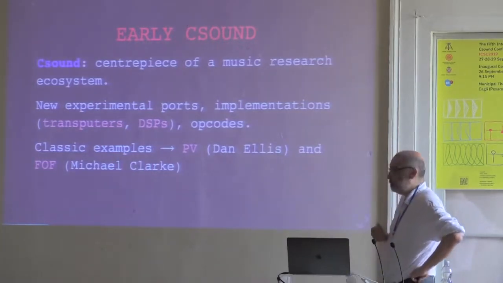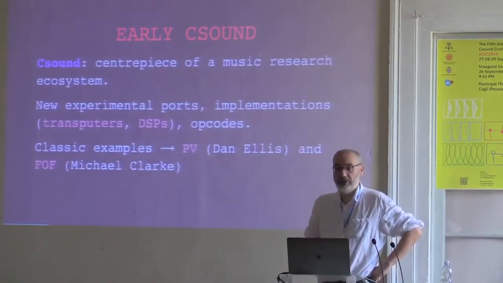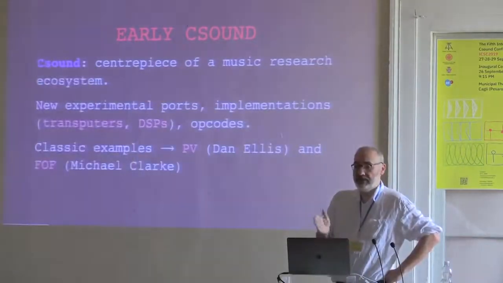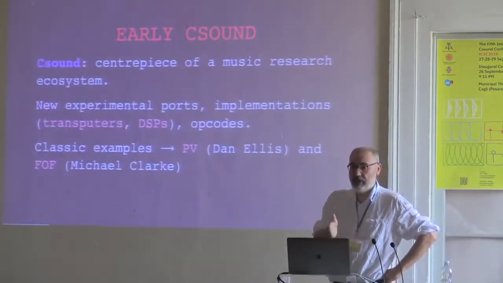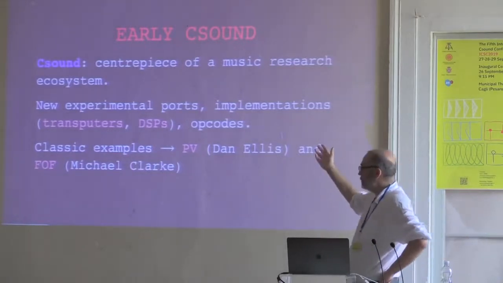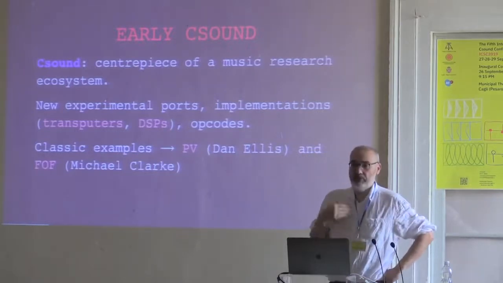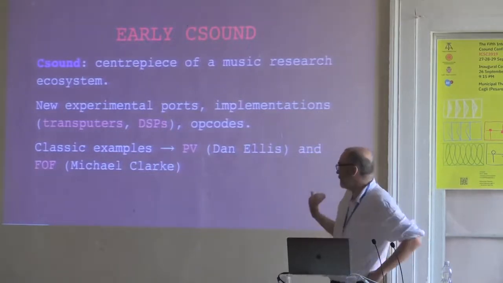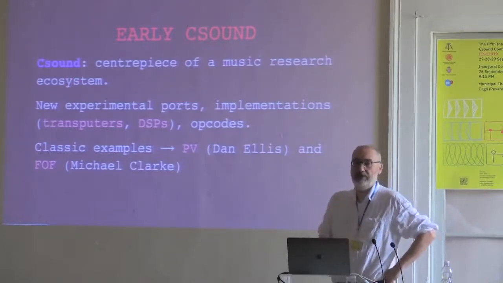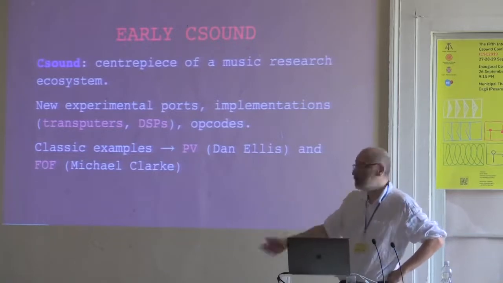Later on, Barry Vercoe and Rick and the team at Analog Devices ported Csound to run on SHARC DSPs. It had different experimental opcodes. Classic examples of this are the first phase vocoder implementations from Dan Ellis, which were really innovative because no other system had that power of spectral processing back in 1990.